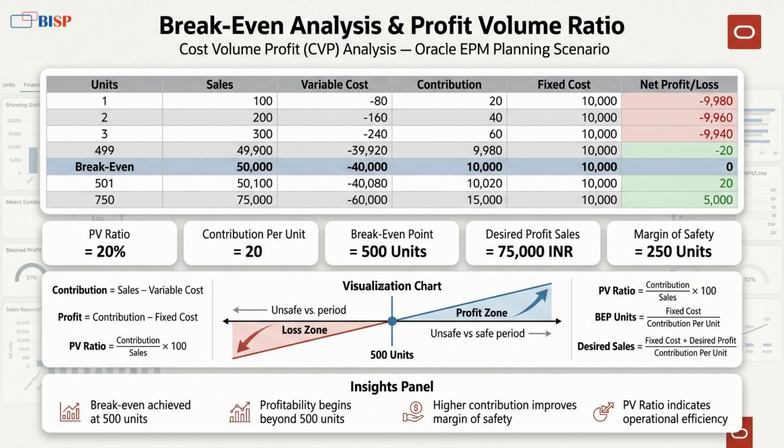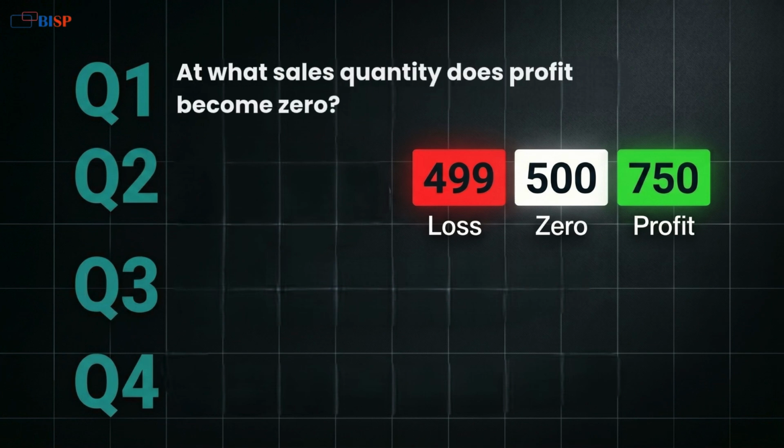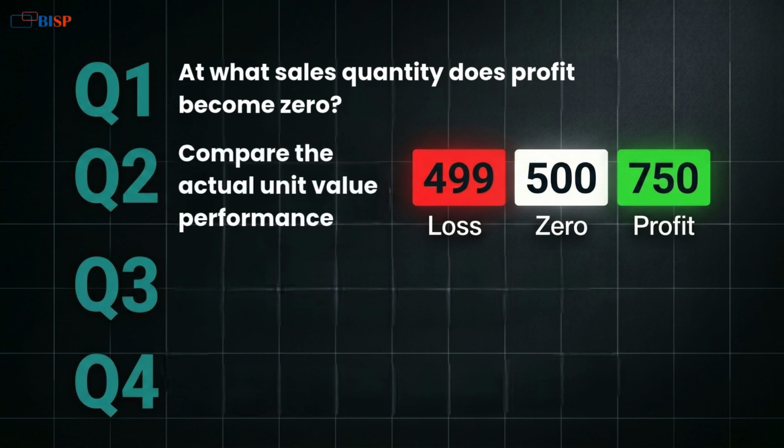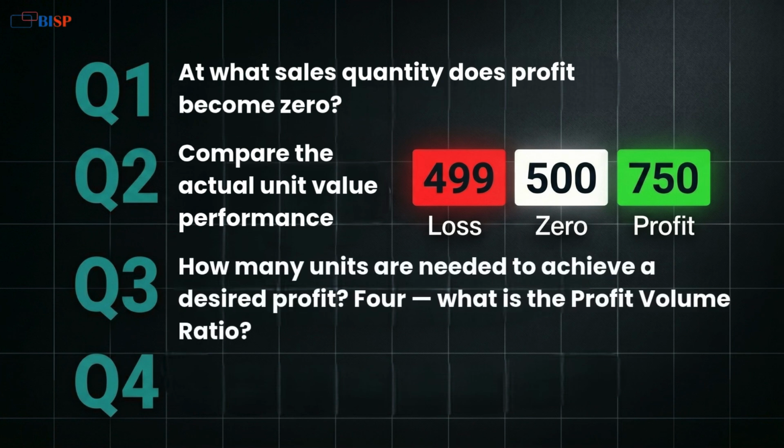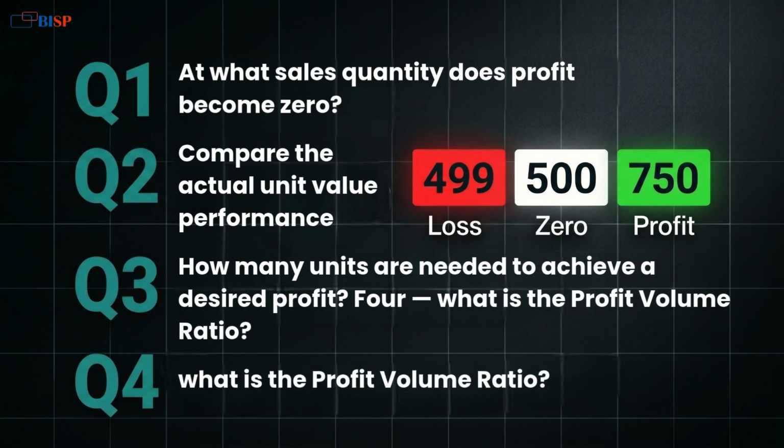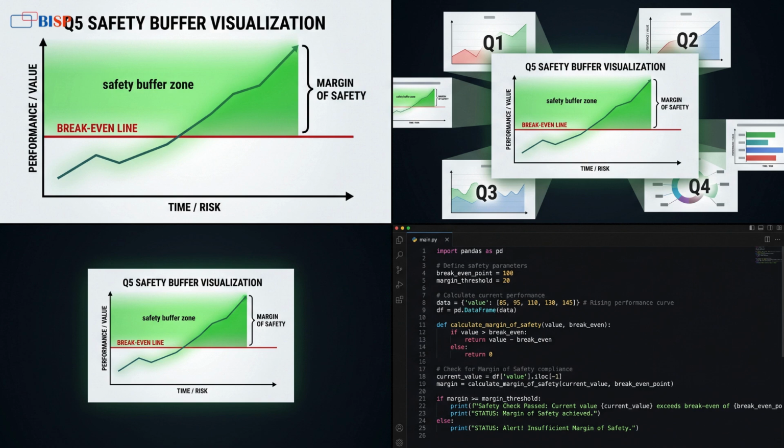Now, the business wants answers to 5 critical questions. 1. At what sales quantity does profit become 0? That's the break-even point. 2. What is the profit at 499 units? At 500? At 750? 3. How many units are needed to achieve a desired profit? 4. What is the profit volume ratio? And 5. What is the margin of safety? 5 questions, 1 calc script.